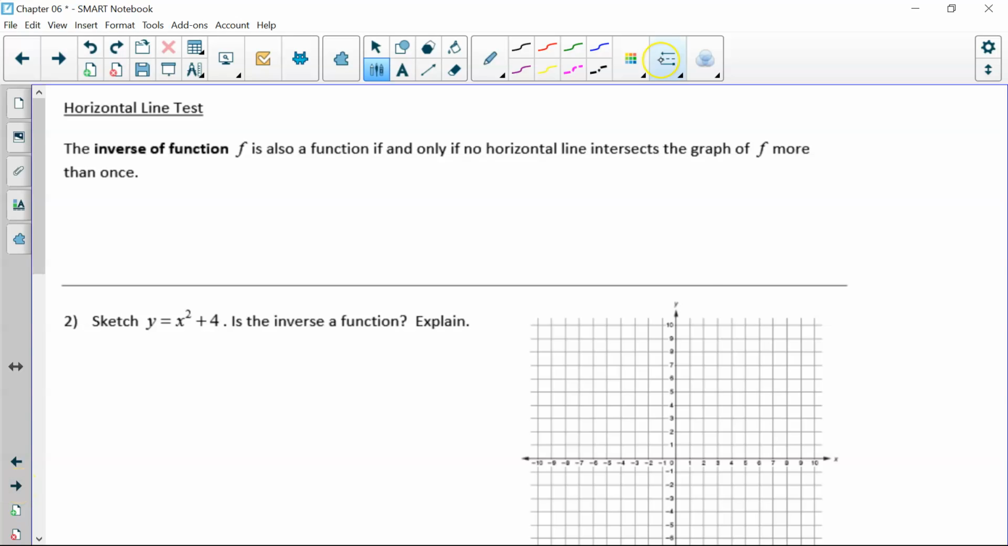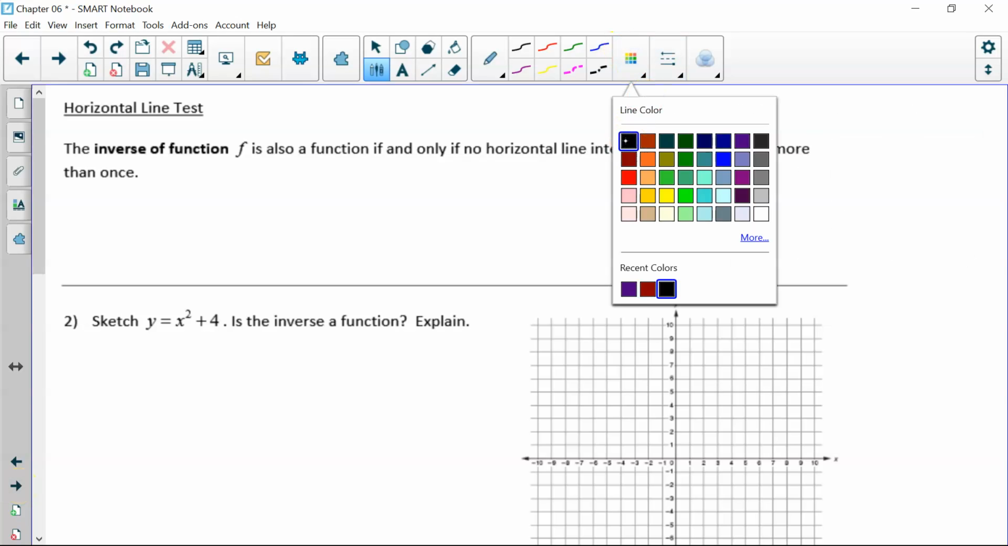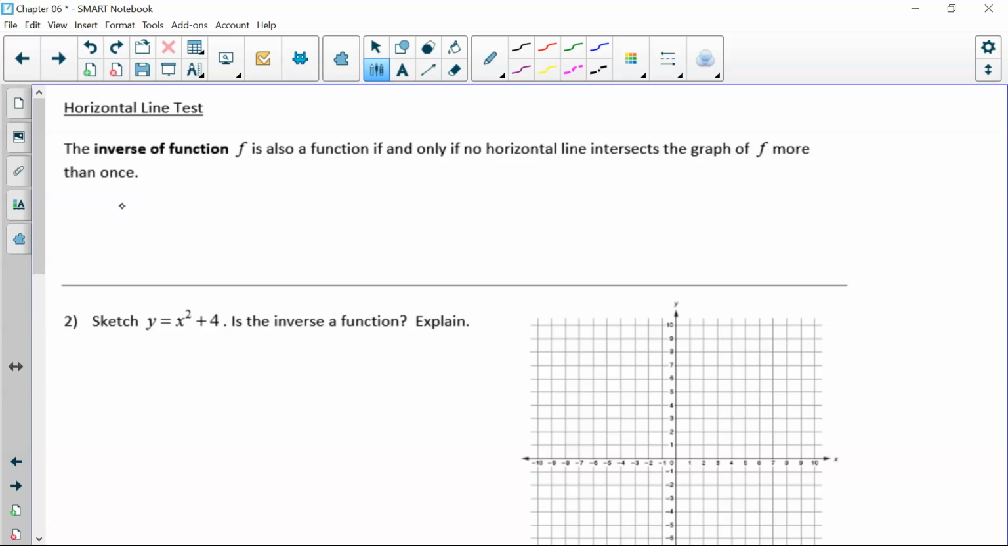The horizontal line test. Now, we can determine if a graph is a function using the vertical line test. So what that means, if I have a graph like this, if I draw a vertical line, it's never going to intersect more than once. So it would be a function.